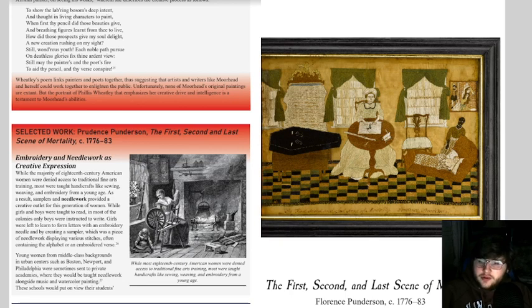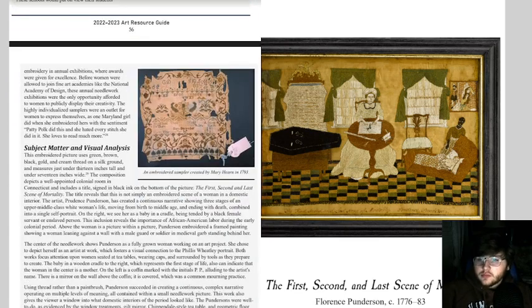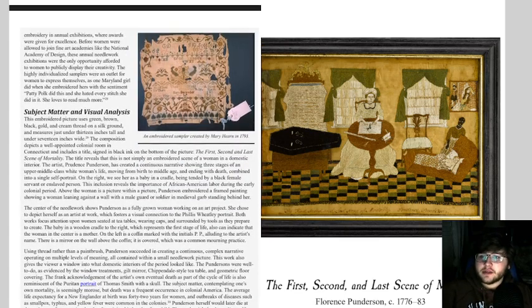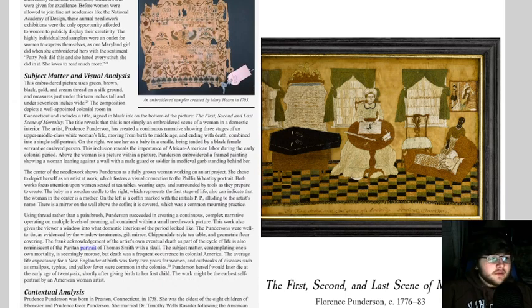Young women from middle-class backgrounds and in urban centers such as Boston, Newport, and Philadelphia were sometimes sent to private academies where they would be taught needlework alongside music and watercolor painting. These schools would put on view their students' embroidery in annual exhibitions where awards were given for excellence.